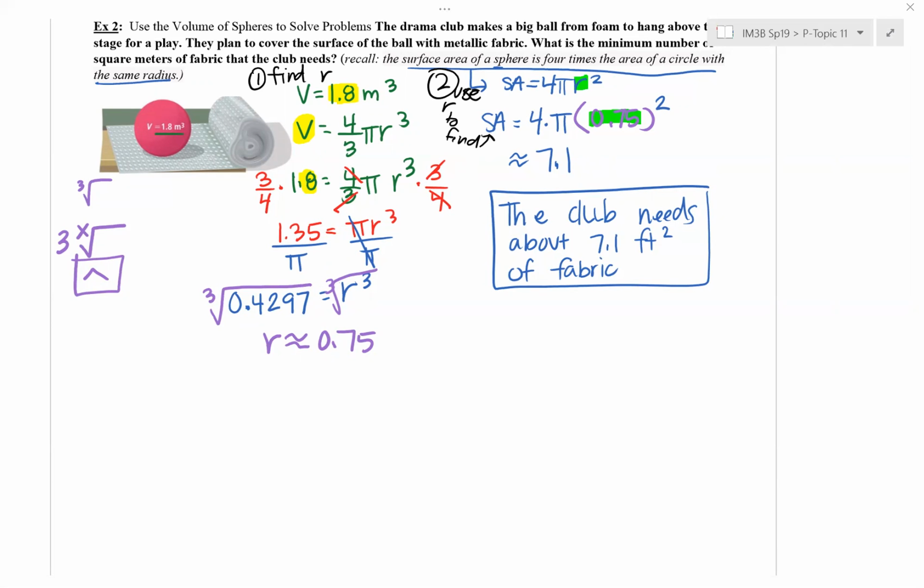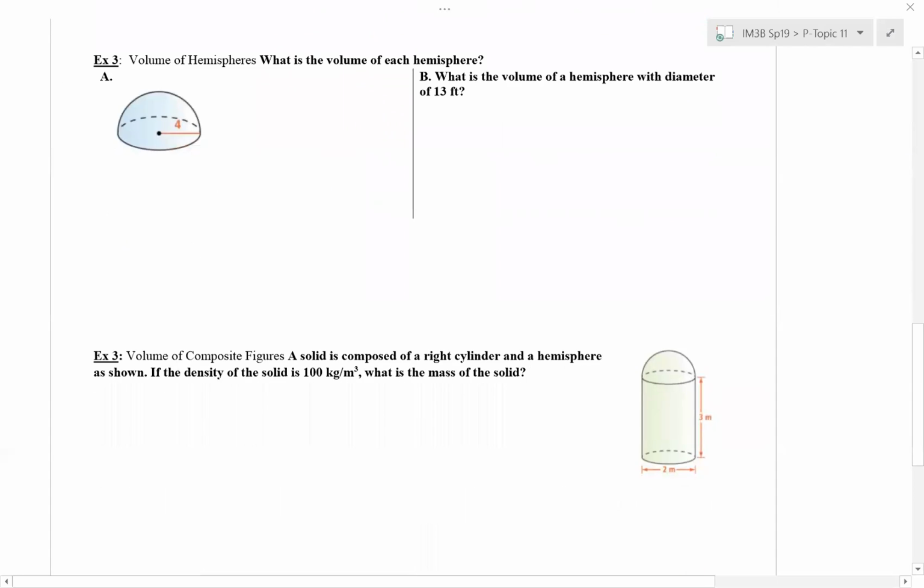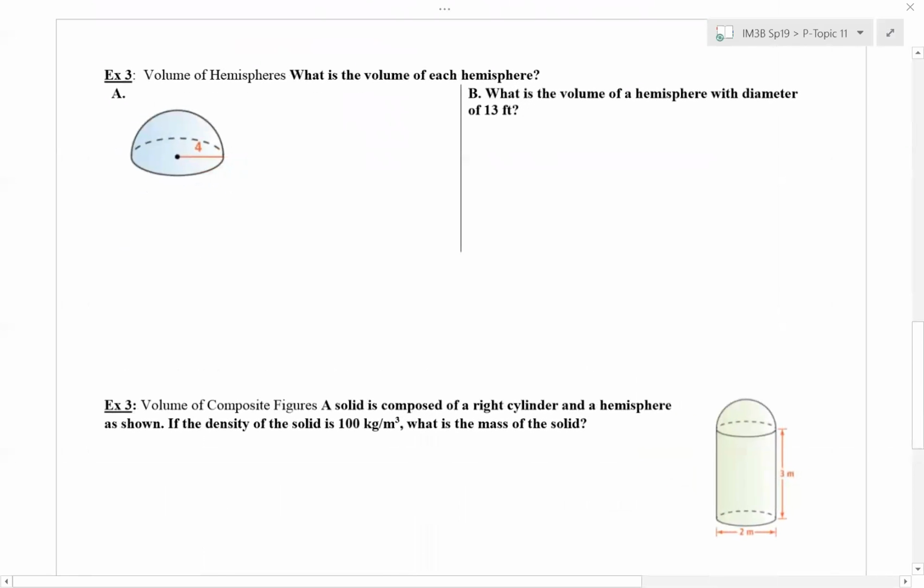Okay, so let's look at example 3. Example 3 is talking about hemispheres. Hemispheres are the dome shape that's created when you cut a sphere in half. So a hemisphere is half of a sphere. And so if I think about the idea, volume is going to be half the volume of the sphere with the same radius.